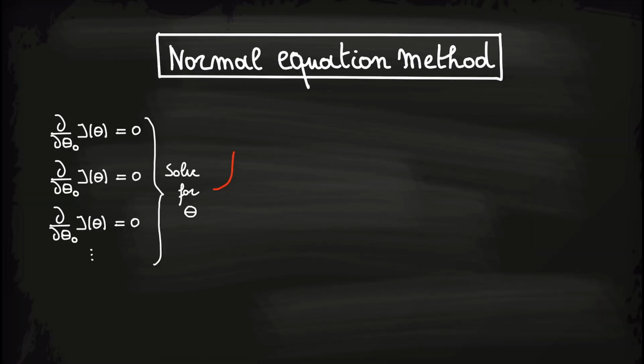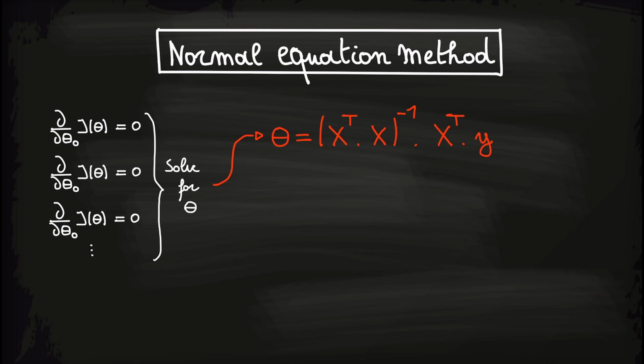Mathematically, it can be proven that we can solve for the optimal parameters by calculating the following term. We need to multiply the matrix that contains the input features with the same matrix that is transposed. Then we take the inverse of this new matrix and we then multiply it with the transpose of the input matrix again. And finally, we multiply it with y, which is the vector that contains the labels of the training data.